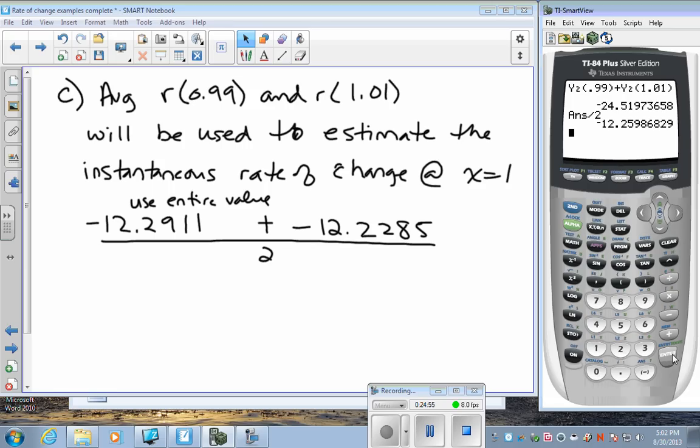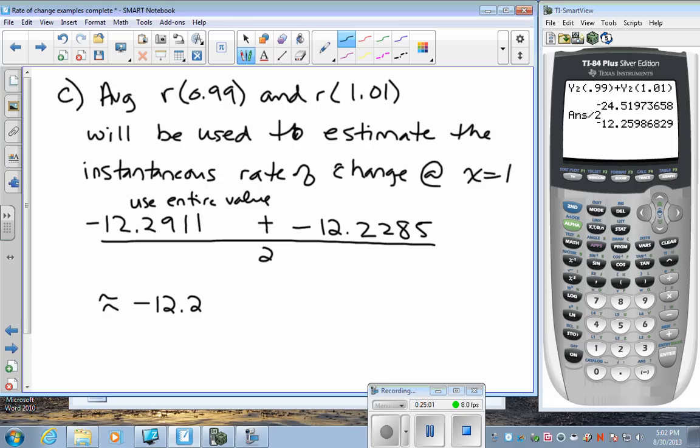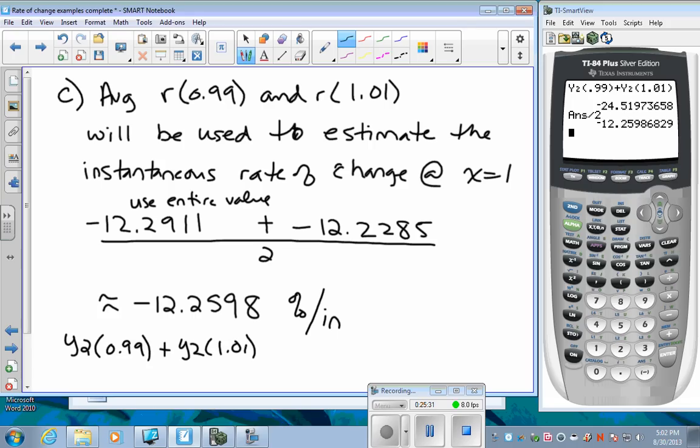So a good estimate of the instantaneous rate of change would be approximately negative 12.2598. And again, we will probably need some units here. And our units would be, again, percent for the probability per inch for the x value. So that is example 3. And again, what's key is we need to remember what we did in our calculator, which was Y2 of 0.99 plus Y2 of 1.01. We took that and we divided that whole thing by 2 to average them. Moving on to example 4.